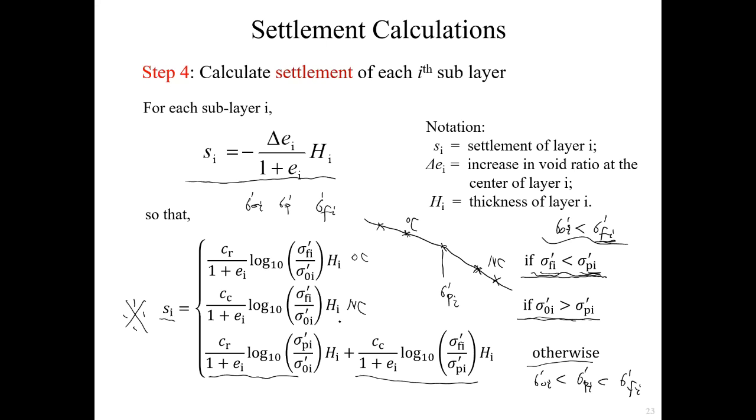And then the other case is your sigma OI, the initial vertical effective stress, is less than this one, and your final vertical effective stress is greater than this pre-consolidation stress. So you have one point less than sigma PI, one point greater than sigma PI. Then you calculate the two segments and sum them together. So that's OC plus NC. The majority of problems fall into one of these three scenarios.